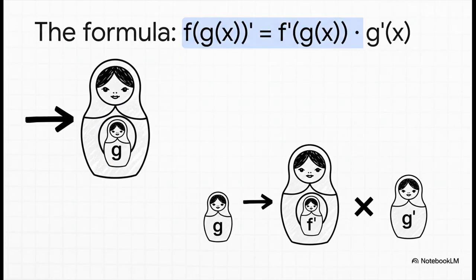And again, the formula might look a little weird, but the process is super logical. You always start from the outside and work your way in. So, you take the derivative of the biggest, outermost doll, but you leave the inner doll completely alone.